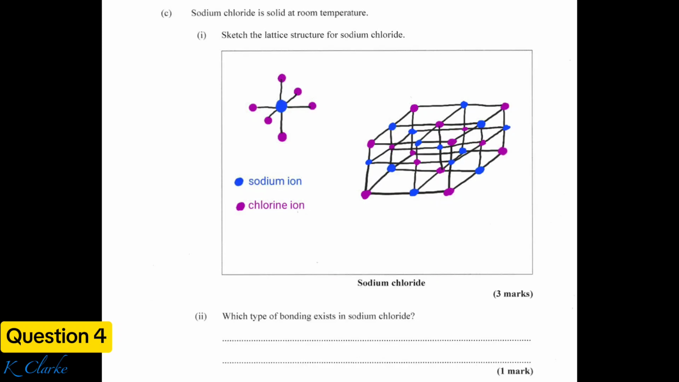Part 2. Which type of bonding exists in sodium chloride? The answer is ionic bonding.